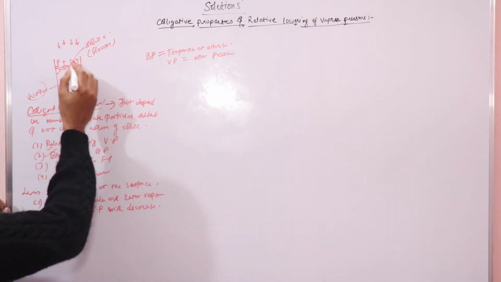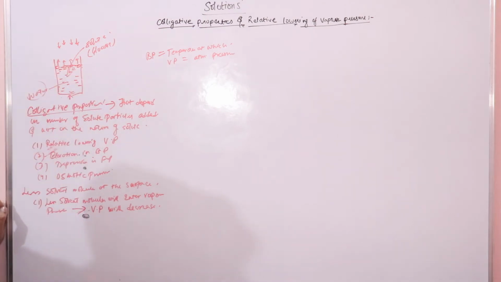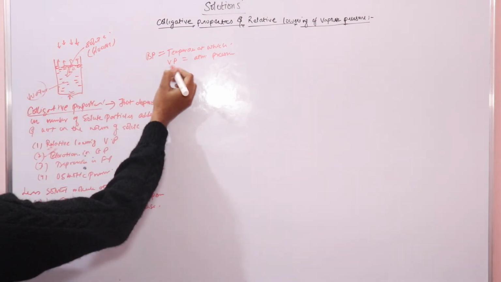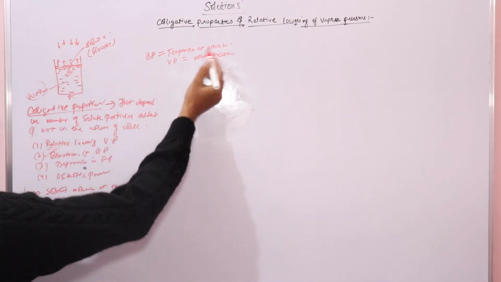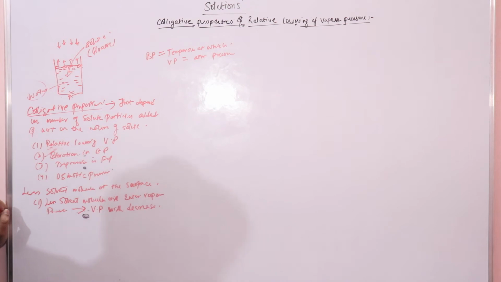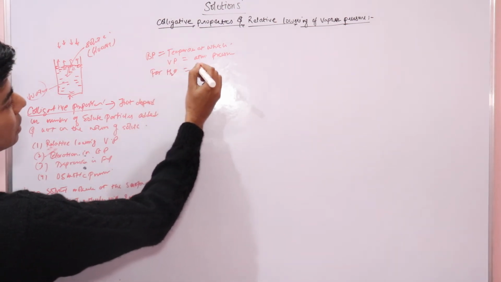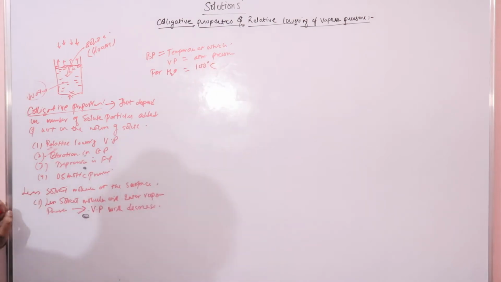So when we have pure solvent, more molecules of liquid will enter the vapor phase, thereby increasing the vapor pressure. When the vapor pressure of this liquid becomes equal to the atmospheric pressure, the liquid will start boiling. That is known as the boiling point, and for water it is 100 degrees Celsius.